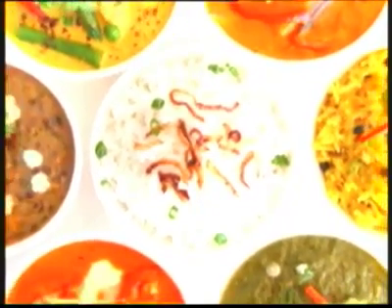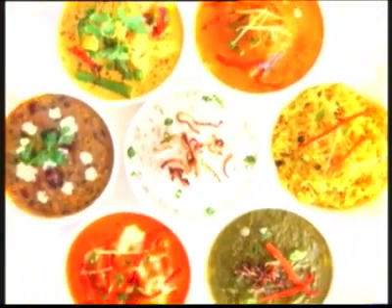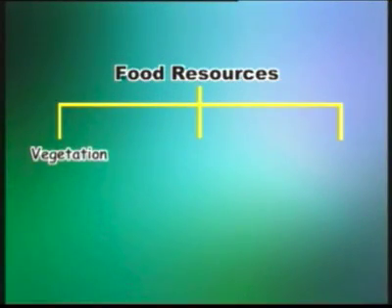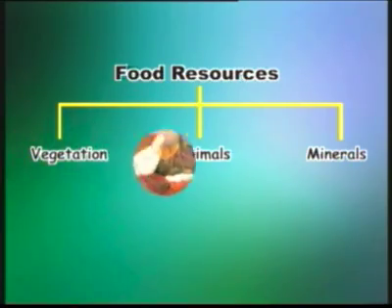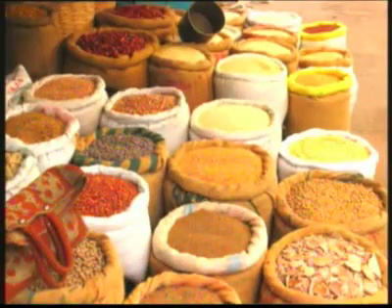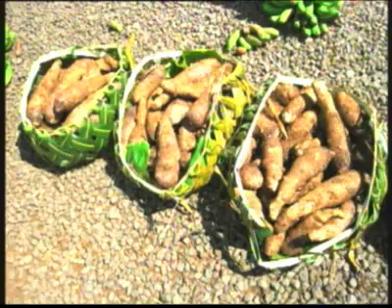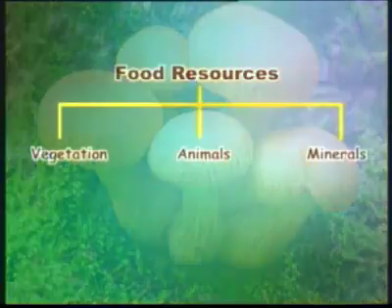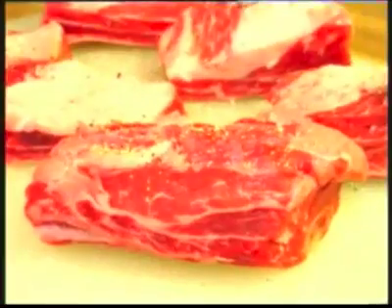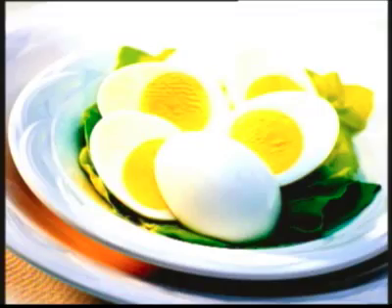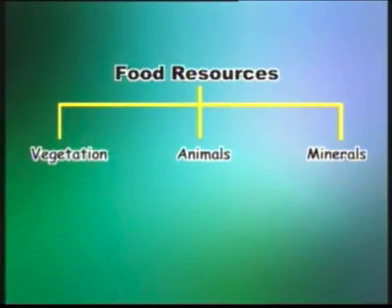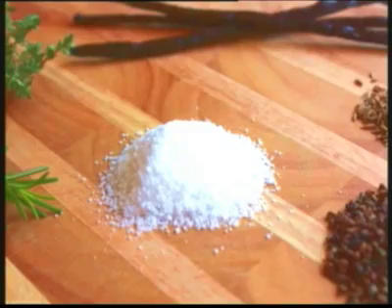These days, man depends upon 3 types of natural food resources. They are vegetation, animals, and minerals. Under vegetation, we have cereals, vegetables, tubers, fruits, and mushroom. In animals, we have meat, fish, eggs, milk, and honey. And in minerals, we have common salt.